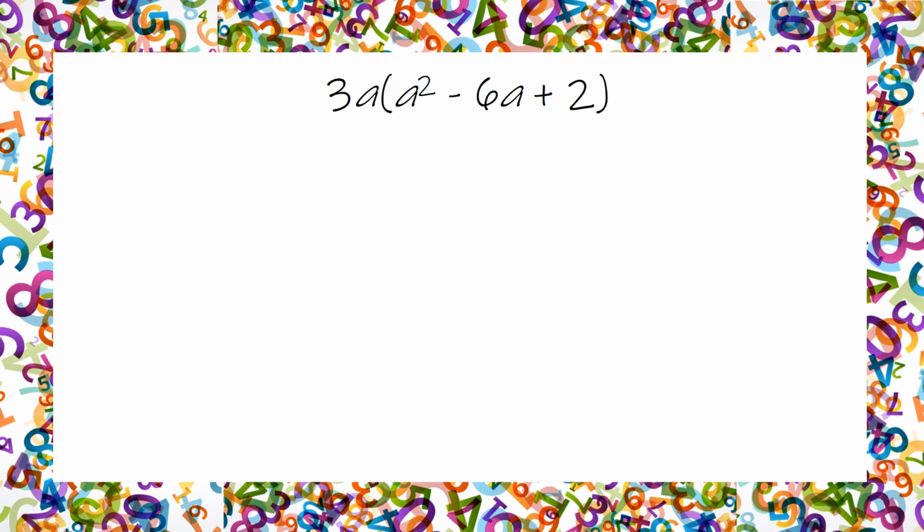3a times a squared minus 6a plus 2. So we're going to multiply the 3a times a squared. So 3a times a squared is 3a to the third. Then 3a times negative 6a. 3 times negative 6 is negative 18. a times a is a squared. And then last, 3a times positive 2. 3 times 2 is 6, and the a just hangs around.